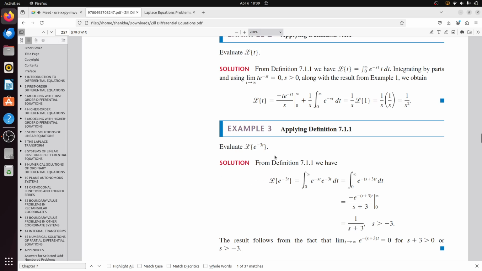So e to the power minus 3t: integral from 0 to infinity of e to the power minus st times e to the power minus 3t dt. This is ultimately e to the power minus (s plus 3) t. Now you can write it as e to the power minus (s plus 3) t into 1 dt. So that is nothing but the Laplace transformation of 1 with respect to s plus 3. S plus 3 is now the variable. So what will be the formula? Instead of s you just put s plus 3. That is why this is called the first translation formula, because it just shifts.